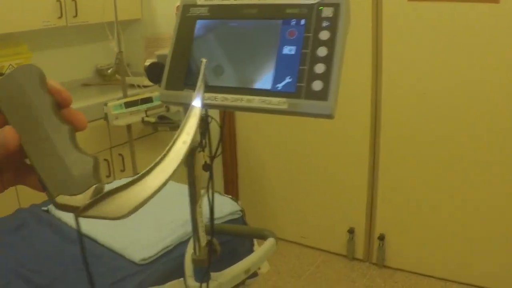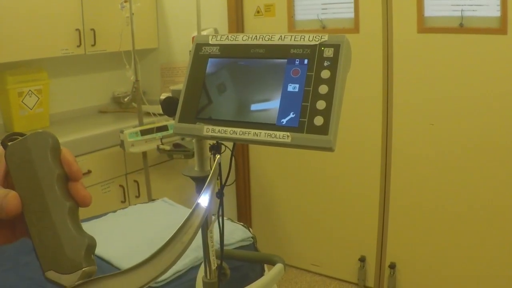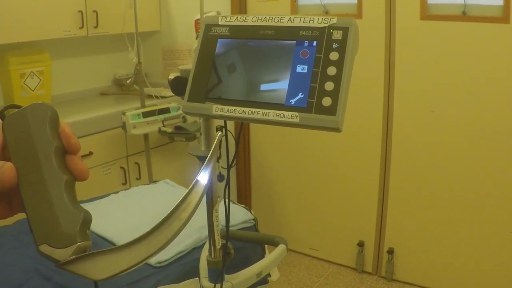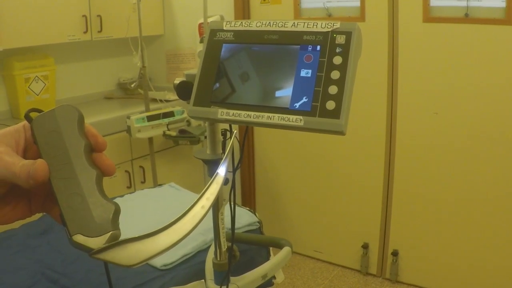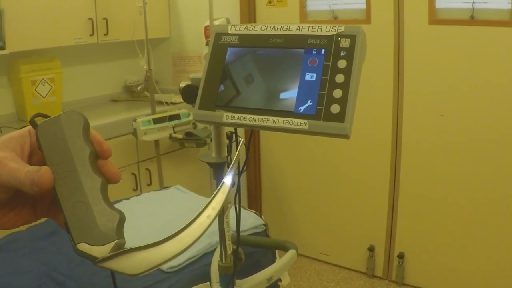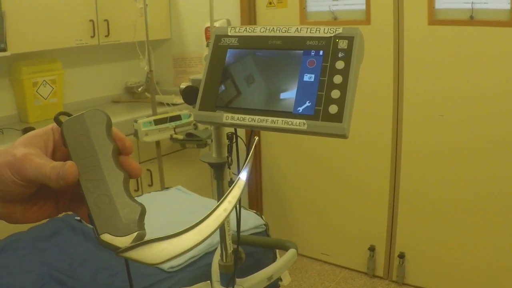Video laryngoscopes are used for patients who are difficult to intubate, such as those with unusual anatomy or those with a lot of subcutaneous tissue around the neck. The video end of the laryngoscope allows the user to get a clear view of the larynx on the screen, enabling them to safely intubate the patient.